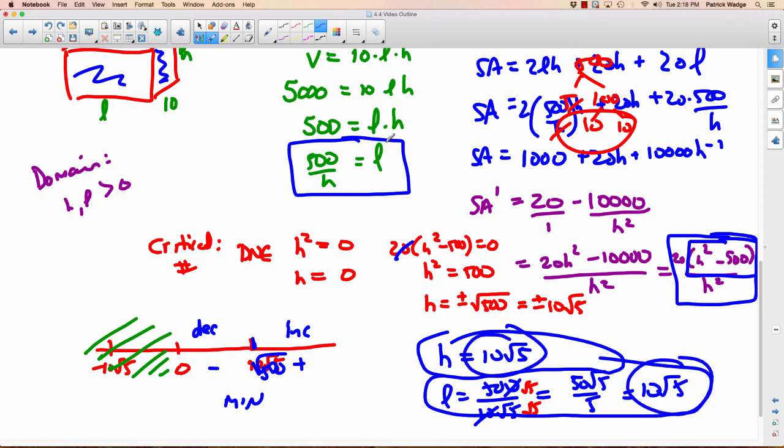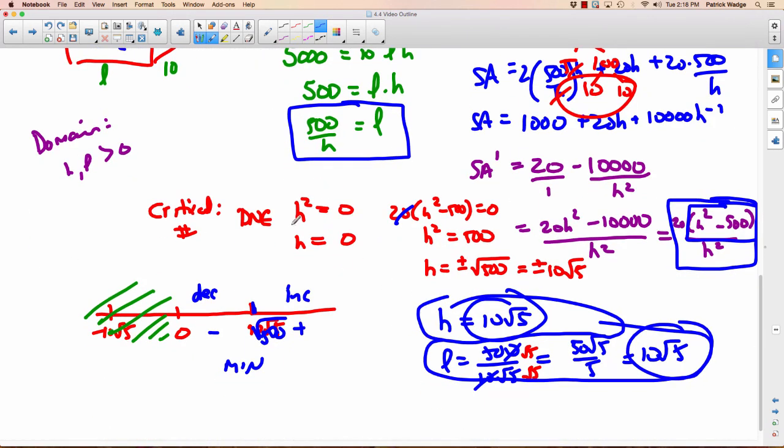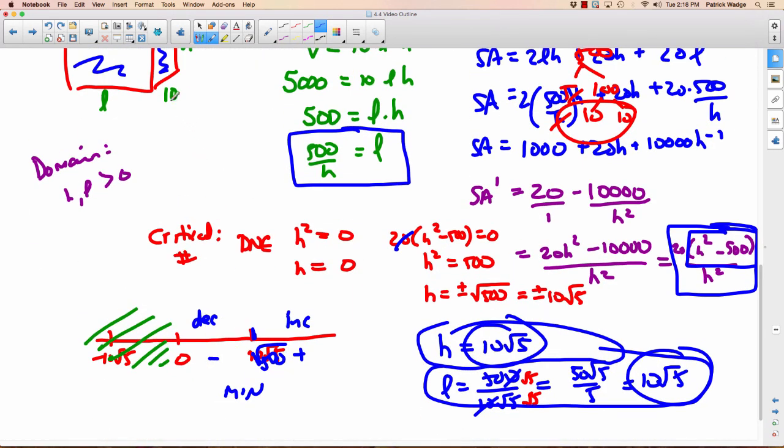And I guess for completeness' sake, if we want the actual dimensions, we need to have a width as well. And it already told us the width is 10. It told us that right in the question itself. So width equals 10. So there's your three dimensions: 10 root 5 times 10 root 5 times 10.